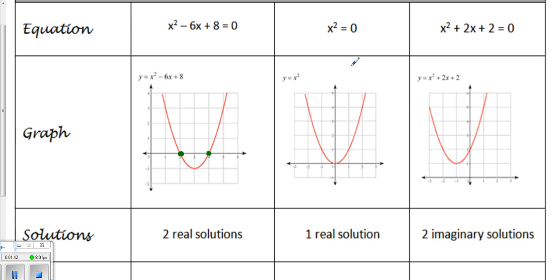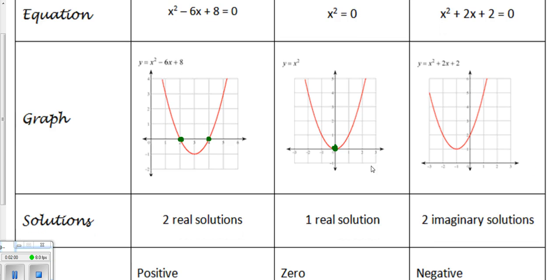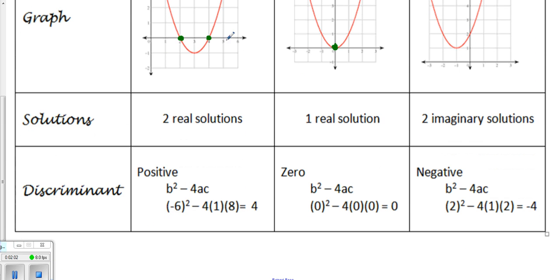This one, x squared equals 0, is kind of our normal parabola that everything else draws from. That has 1 x-intercept right here at 0. This one, x squared plus 2x plus 2 equals 0, has no x-intercepts. It does not touch this line at all. So, since this one touches twice, we'd say there are 2 real solutions. And by real, we mean that they are not imaginary.